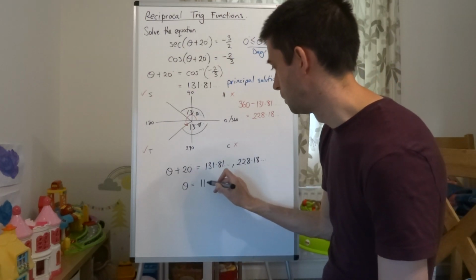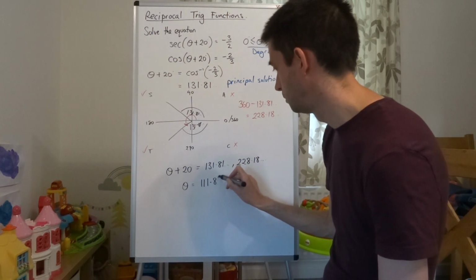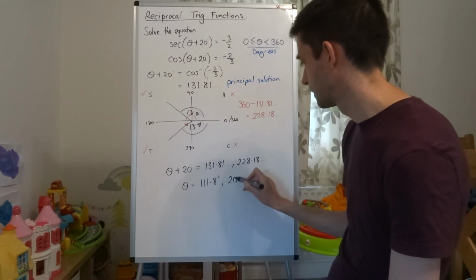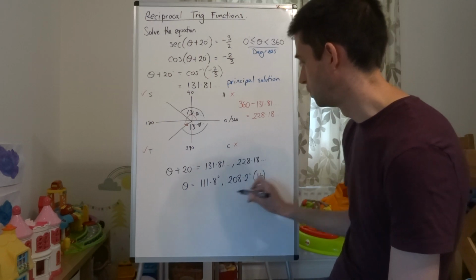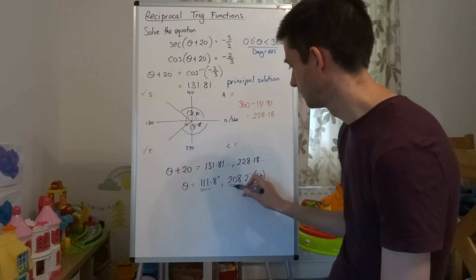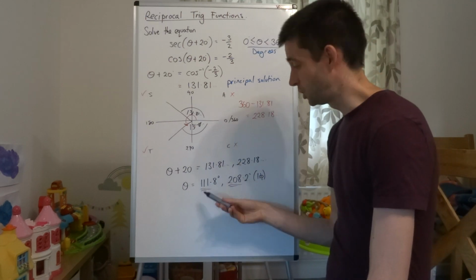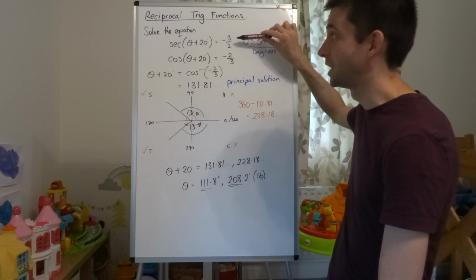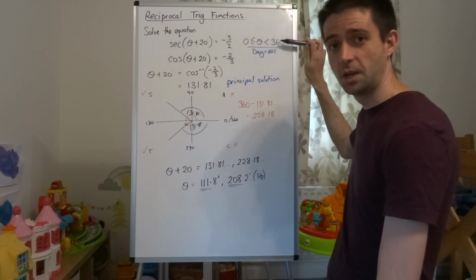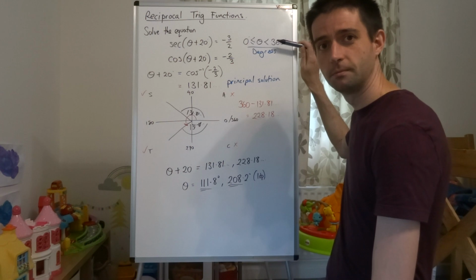So that would give me 111.8 and 208.2. Both those answers are to one decimal place. So there we have the two solutions for the equation sec(theta + 20) = -3/2 between 0 and 360 degrees. Job done.